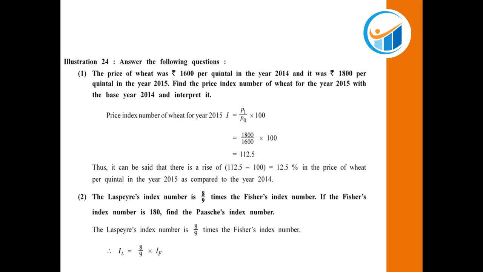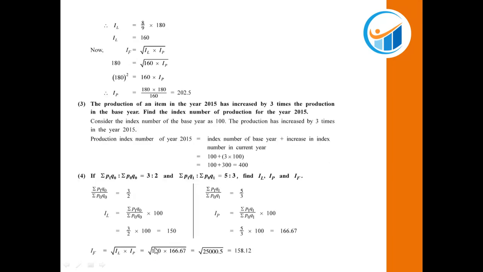So once again, in the question you go through that Laspeyres index number is 8 upon 9 times the Fisher's index number. So it is written as this, you can see here. Therefore IL is equal to 8 upon 9 into Fisher's index number. Now they give you Fisher's index number, so very easily we substitute its value. It is given in the question, it is 180. So 8 upon 9 into 180, you know 9 twos are 180 and 8 twos are 160, we get the Laspeyres index number. So now we have Fisher index 180 and Laspeyres index 160.